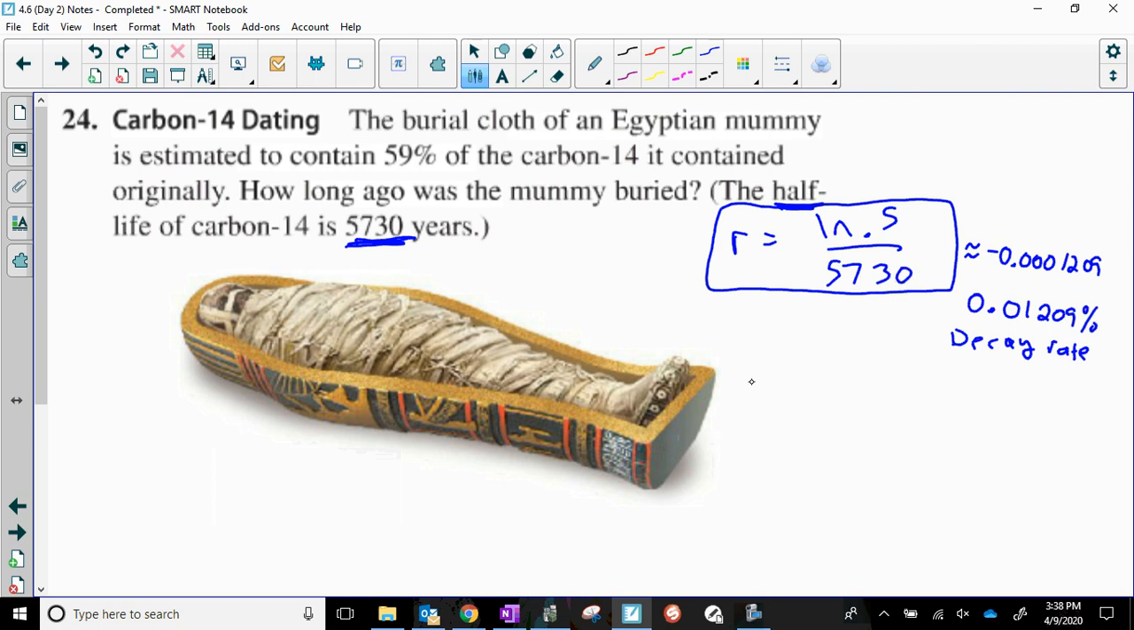So what they're looking for is the time. But they've given me that ratio, the amount after the time has gone by divided by the principal. They've given that was 59% or 0.59. That's my ratio. So I can solve this super fast. I just take the natural log of the ratio, and I divide it by the rate, which I just found in the first part of this problem.